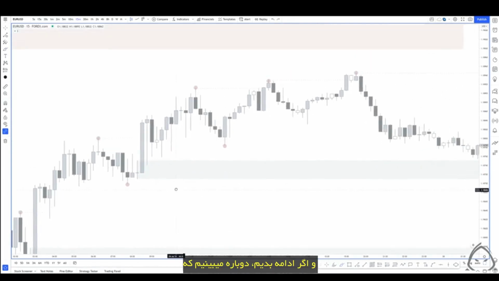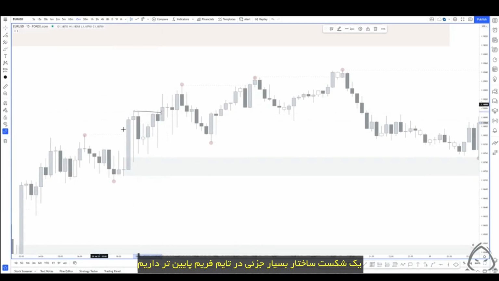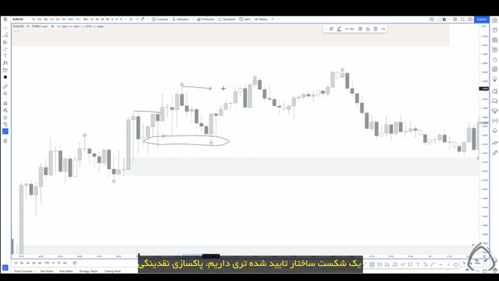And then if we just continue moving on, we can see that, again, we have a break of structure, a very minor break of structure, again, on the lower time frame. We have demand zones that rest in wicks, and then price continues moving to the upside. We get a little bit more of a confirmed break of structure, sweep of liquidity.